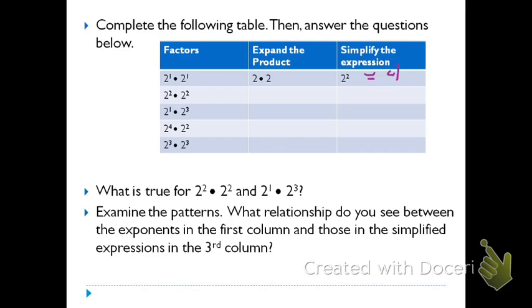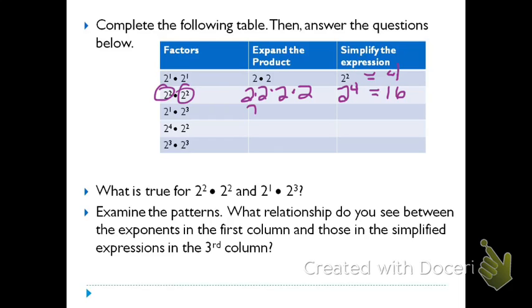2 to the second times 2 to the second. Well, 2 to the second is like 2 times 2, times 2 times 2. So we had 2 2's here, 2 2's here. You're still multiplying all together. It's the same thing as saying 2 to the 4th, right? We've done this several times. That equals 16.